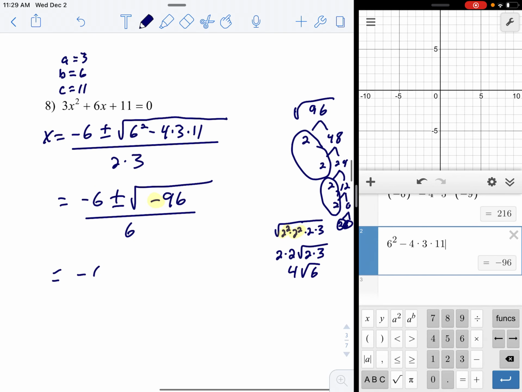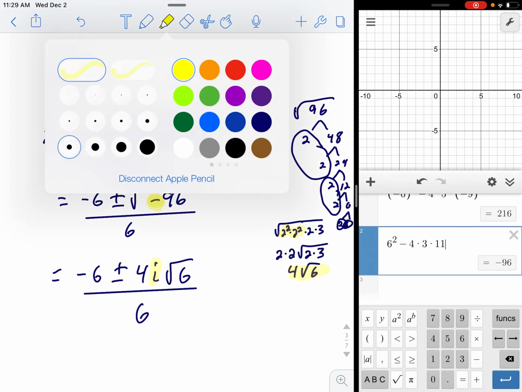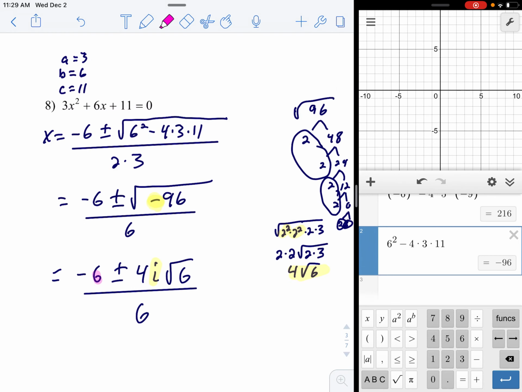So what do I have here? Negative 6 plus or minus 4i radical 6. So what did I do? I took this answer and then combined it with the fact that I was square rooting a negative and put i in my answer. All over 6. And then I need to highlight, let me change colors on the highlighter. 6, 4, and 6 are all even numbers, so you can reduce this by 2, just like on the last problem. Notice I'm not reducing this one.